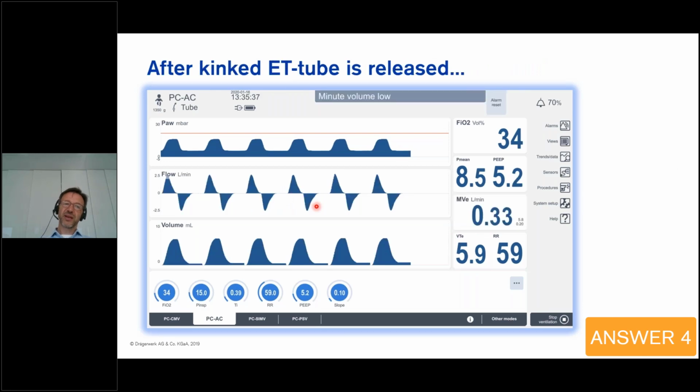So after we have released the kinked ET tube here, then the flow turns into this shape again. Yeah, very clear natural shape of decelerating flow. And also the minute volume is then back to a normal value, and as well the tidal volume is back to 6 milliliters. Okay.